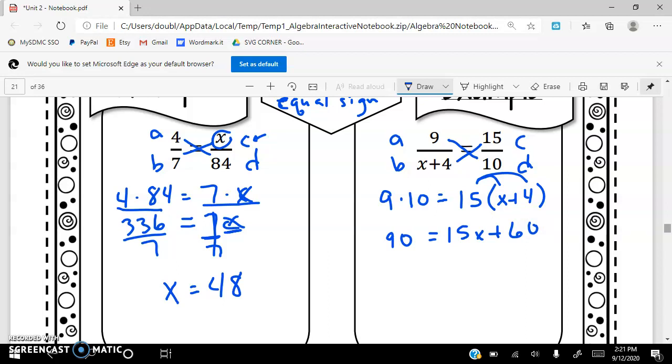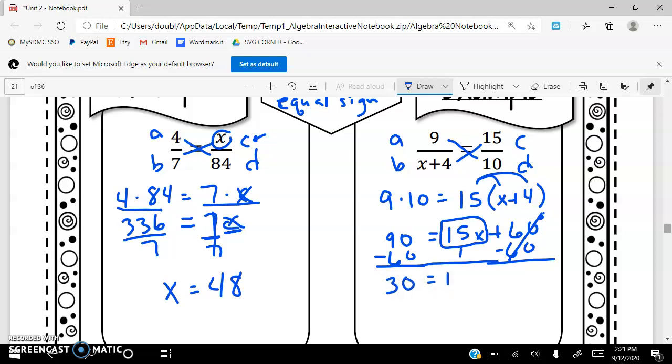So now we got to get 15X by itself, because eventually we want to solve for X. So we got to do the opposite. We got to move this 60. And it's a positive 60, so the inverse or the opposite of 60 is negative 60. So this is the subtraction property of equality, because we're subtracting 60 on both sides. Remember, equality means it's good on both sides. You do it to one side, you got to do it to the other. So 60 minus 60 is 0, so that cancels out. 90 minus 60 is 30.